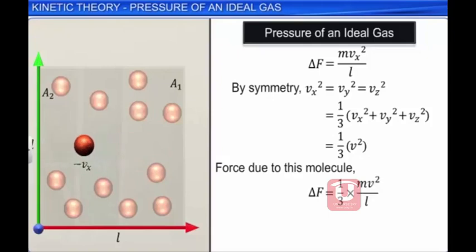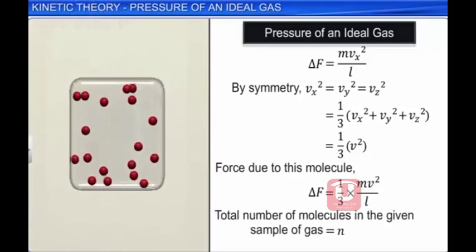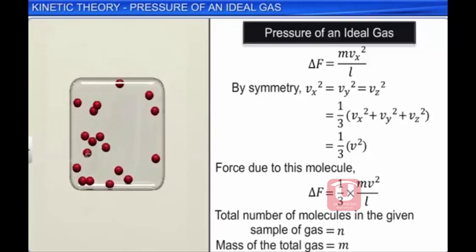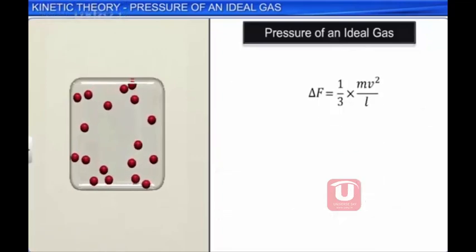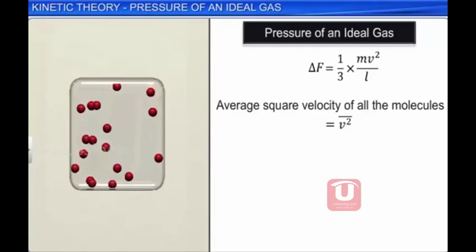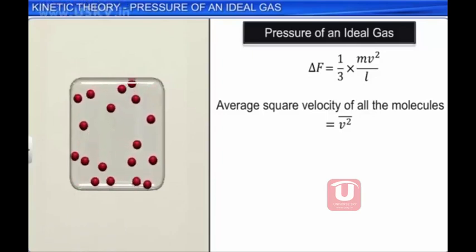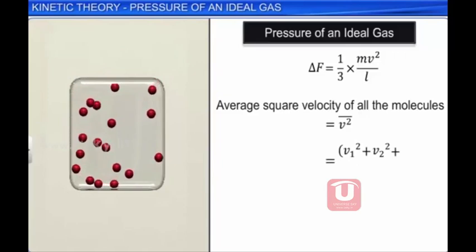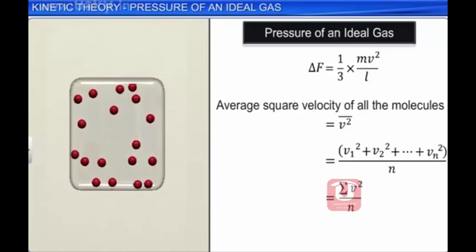Let the given sample of gas contain n number of molecules. Then, the mass of the total gas is equal to the mass of one molecule, m, multiplied by the total number of molecules, n. The average square velocity of all the molecules of the gas is equal to the sum of the squares of the velocities of individual molecules divided by the total number of molecules, that is, V square bar is equal to V1 square plus V2 square plus so on plus Vn square the whole by n, which is equal to sigma V square by n.